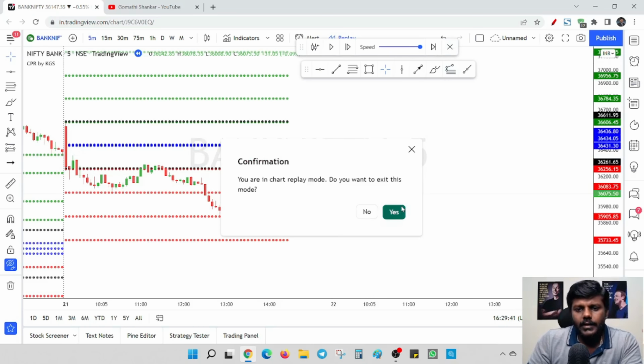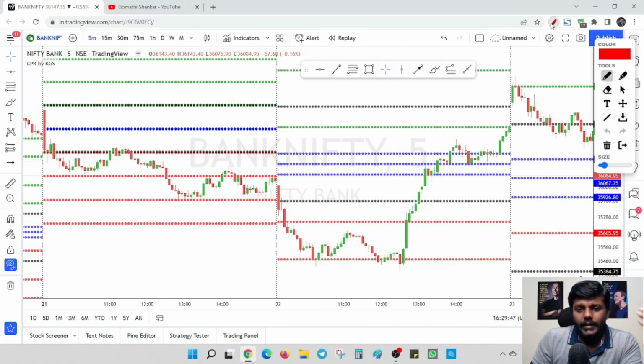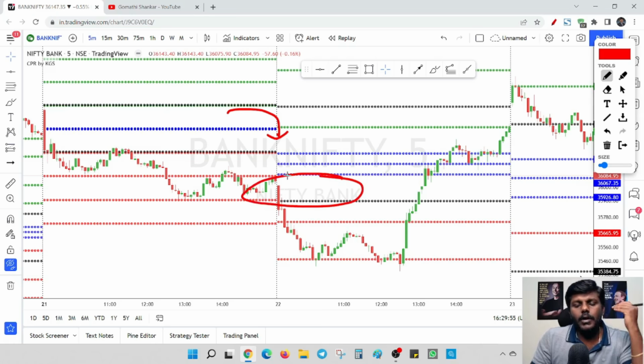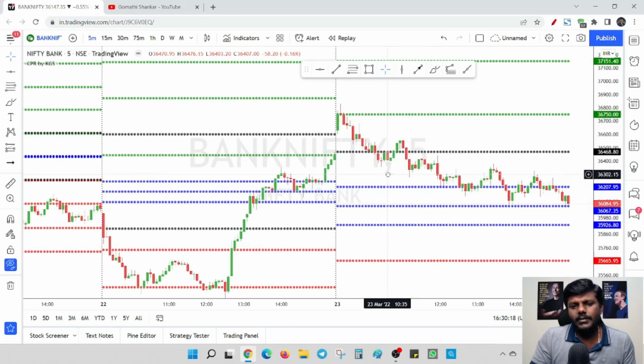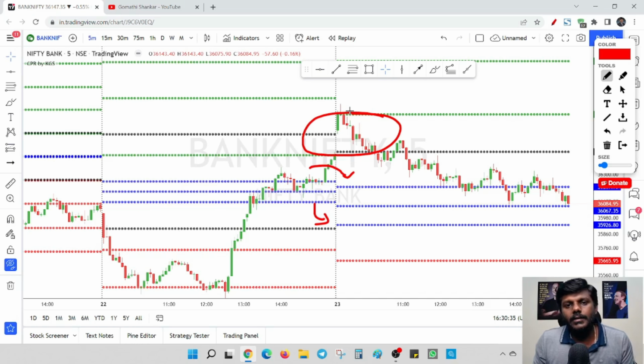Now in a similar way, let us compare 21st March and 22nd March. On 22nd March we are having a descending CPR. The candles are trading below the CPR, so obviously it is going to be a bearish day. Now today we are having a slightly descending CPR. The candles are above daily CPR, but still there is no momentum for the candles to go up and the candles were attracted towards the daily CPR.